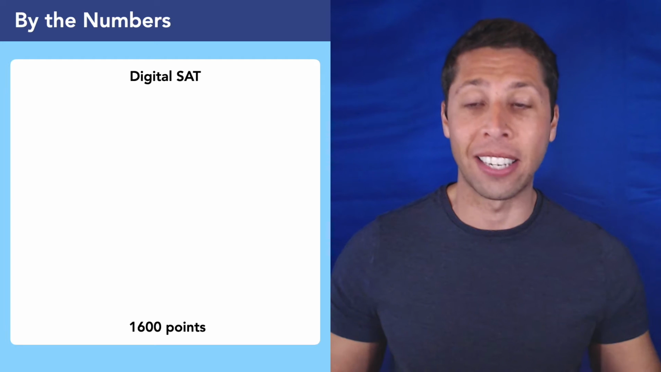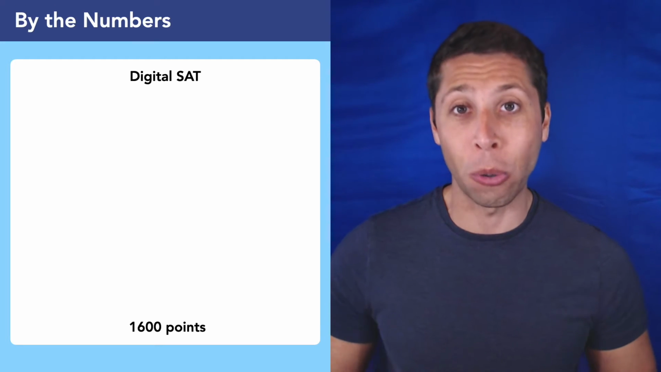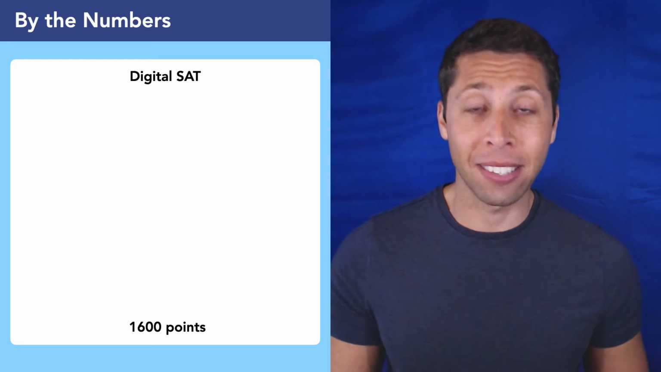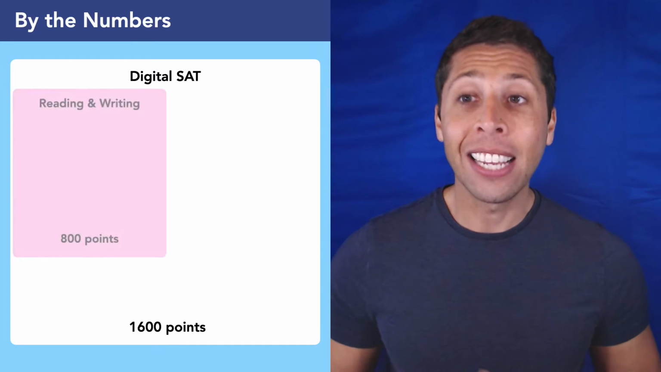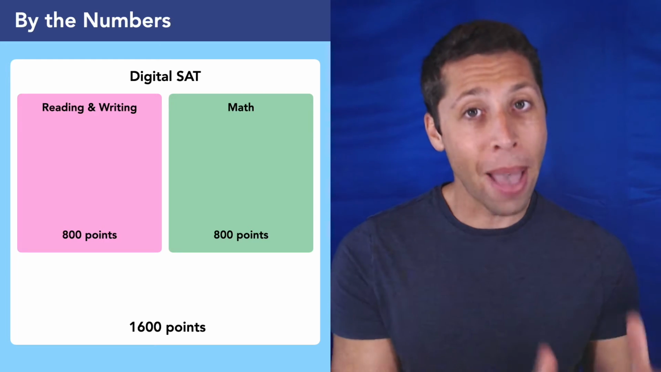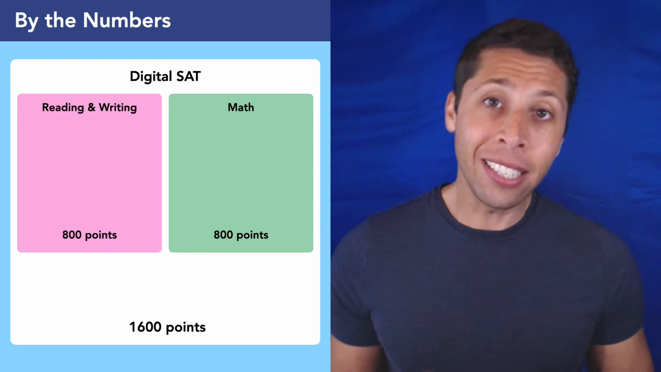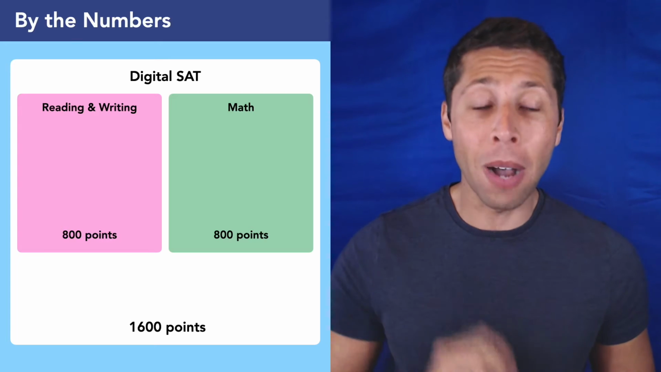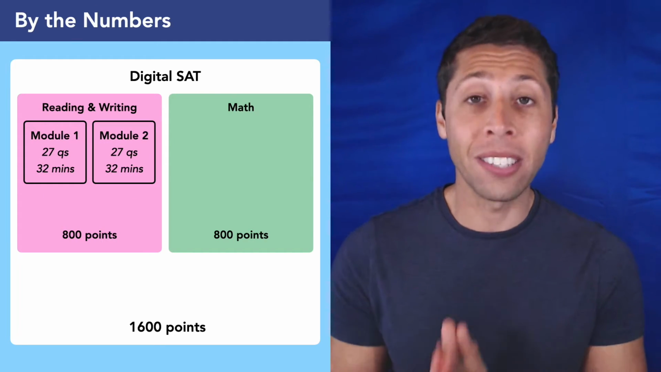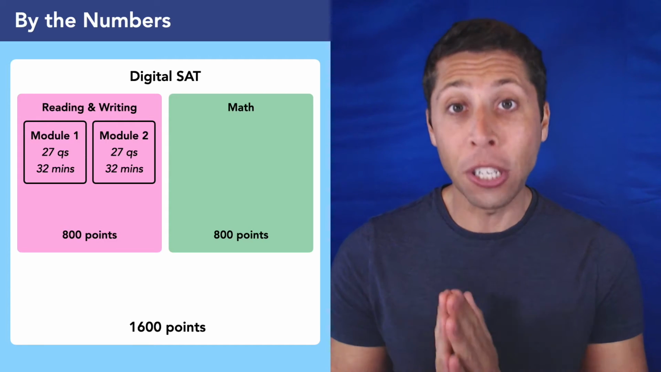What is the digital SAT? You probably know that the total score is 1600, but how do we get there? There are two subjects that make up the entire test, each out of 800. The reading and writing is one subject, and then the math is a separate subject. Within each subject, you're going to get two modules, all right? So for reading and writing, both modules are 27 questions long, and that's 32 minutes.